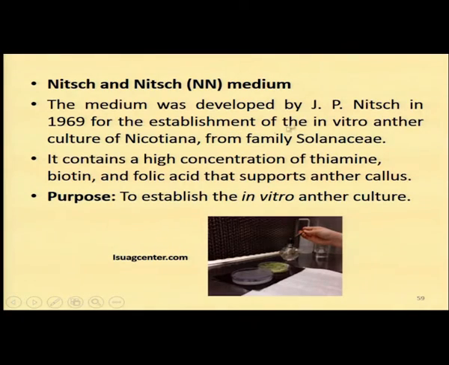Nitsch and Nitsch medium. The medium was developed by Nitsch in 1969 for the establishment of in vitro anther culture of Nicotiana from the family Solanaceae. This medium has a very high concentration of thiamine, biotin, and folic acid, and this supports anther culture and anther callus. Anther or pollen grain culture is a very important field whereby we can develop haploid plants and study their developmental pathway. This normally is the development of anther culture.